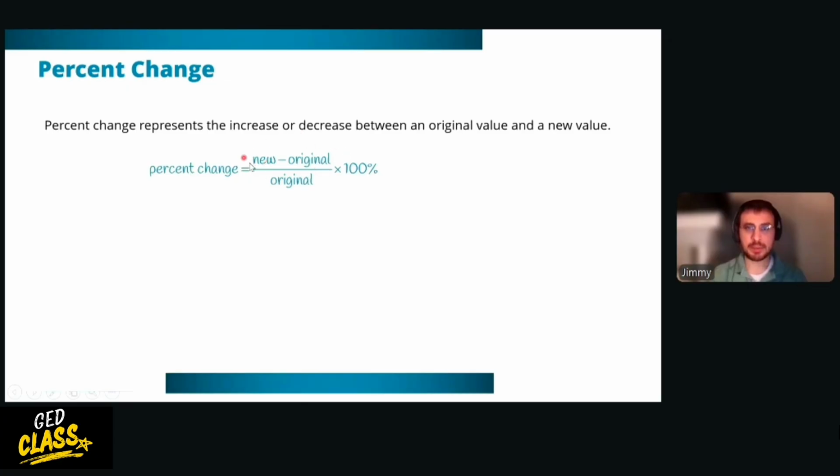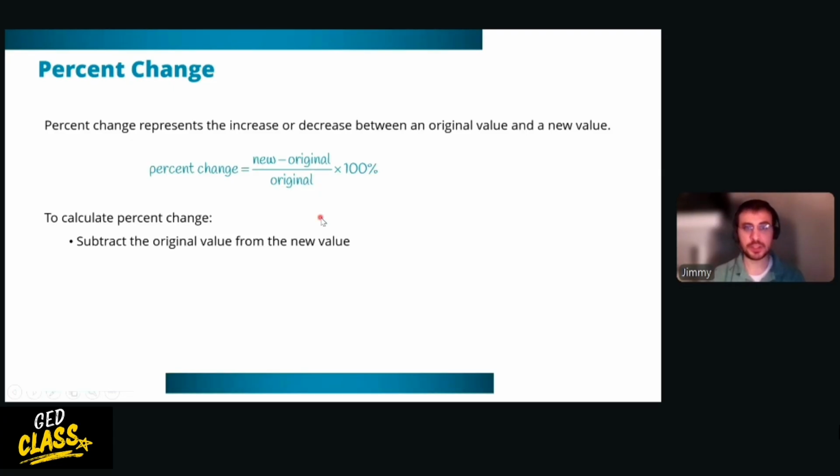The thing on the top here, new minus original, is the amount of change that happens. So you take the amount of change, you divide that amount of change by the starting value, the original value, and then to convert to a percentage, you multiply by 100%. And that answer will give you the percent change from the original value to the new value.